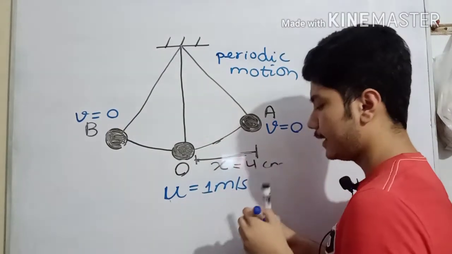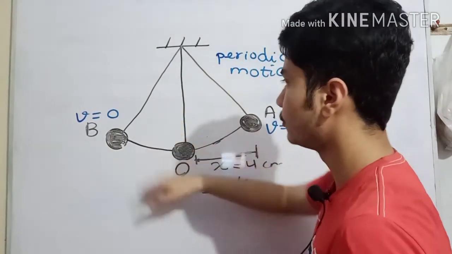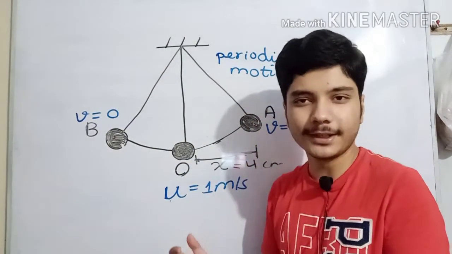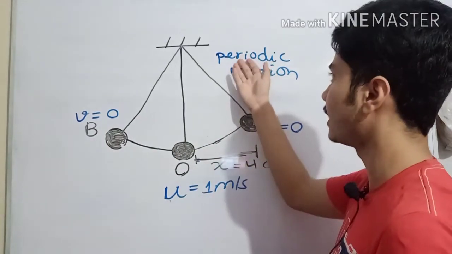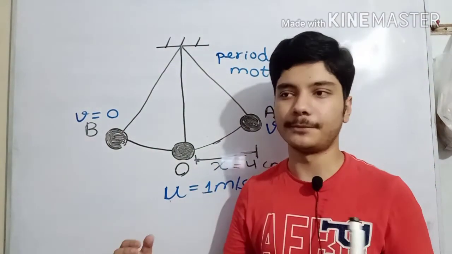For example, now let's head towards simple harmonic motion. A simple harmonic motion is a periodic motion. Now the first point is very clear, very easy peasy: simple harmonic motion is a periodic motion. So not every motion is a simple harmonic.